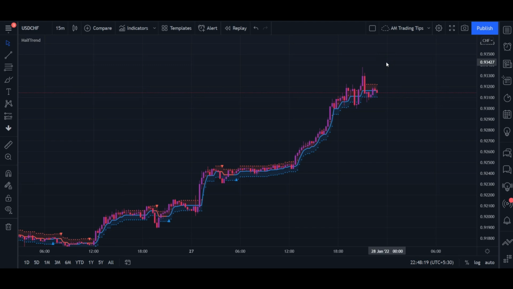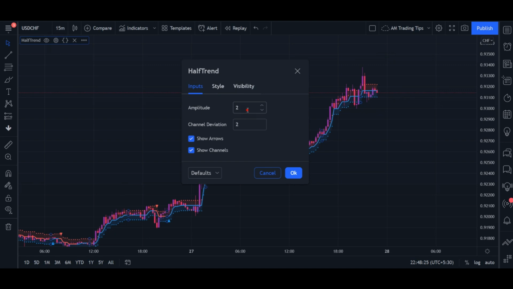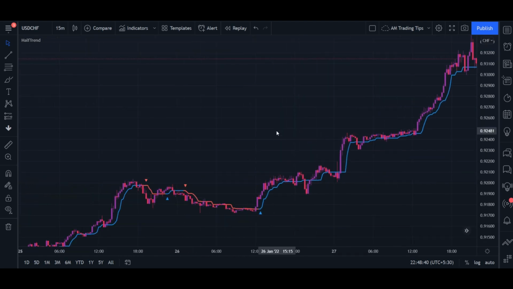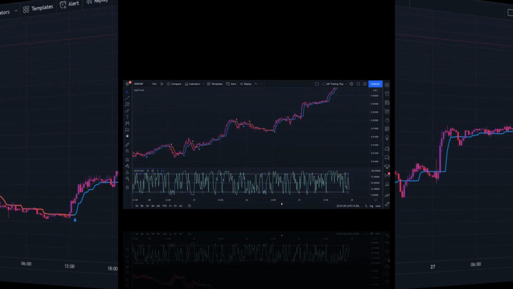Let's make some adjustments to it. Open the indicator settings, then head to the input section. We will change the amplitude value to 4. Remove the upper and lower bands by unchecking the show channels option. Now the indicator is completely ready for our strategy. So, when the Half Trend is blue, we will only look for buying opportunities. On the other hand, when the Half Trend is red, we will only look for selling opportunities.